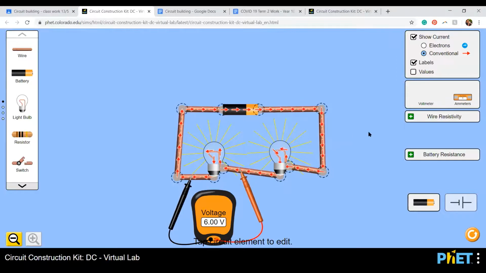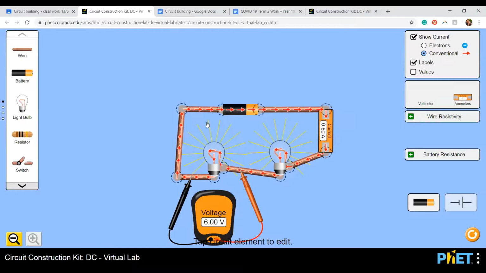And I can measure the current. Current's a bit harder to measure though, because in order to measure current, you've got to break the circuit. I'm going to break the circuit. I'm going to twist it. I didn't even know I could do that. Bam, here we go. The current is 0.6 amps.